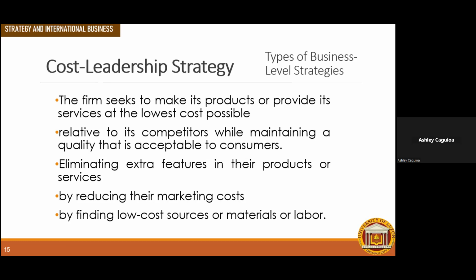So, a cost leadership strategy is they are selling or offering a service at a lower cost. So, paano nila mapapalower ang cost ng mga binebenta nila or ino-offer nilang service, they are also lowering the expenses, reducing the sources or materials they are using. So that is the cost leadership strategy.